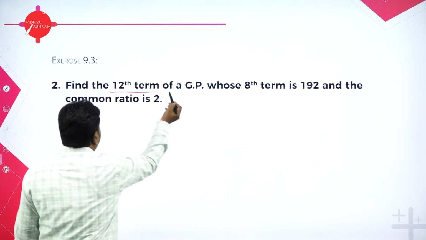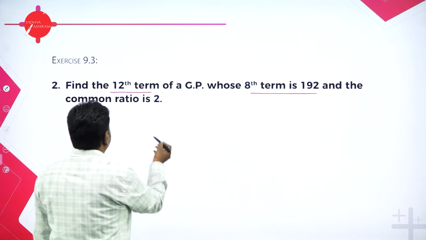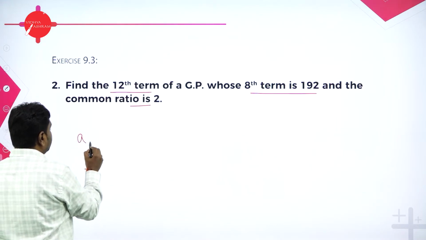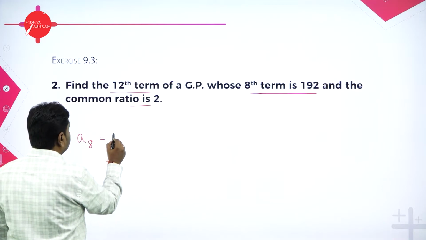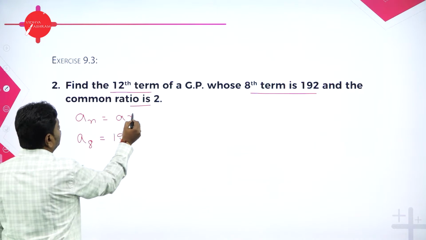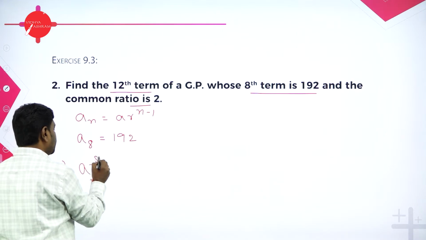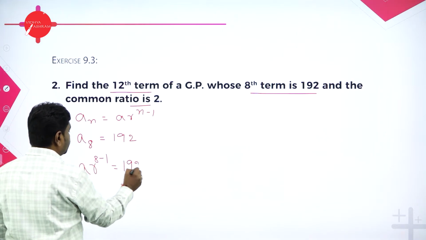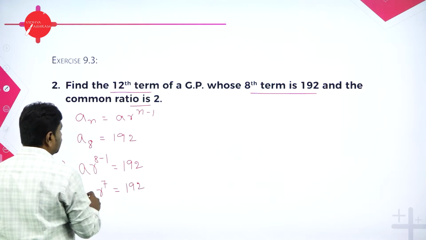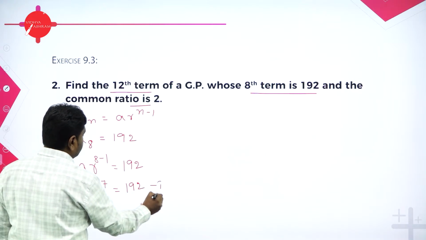Then find the 12th term of the GP whose 8th term is 192 and common ratio is 2. So they have given the 8th term. So they gave A8. A8 is how much? 192. You know an. What is an for GP? A into r power n minus 1. So that implies A8 can be written as A into r power 8 minus 1, which is given as 192. So A r power 7 is 192. Call it equation 1.